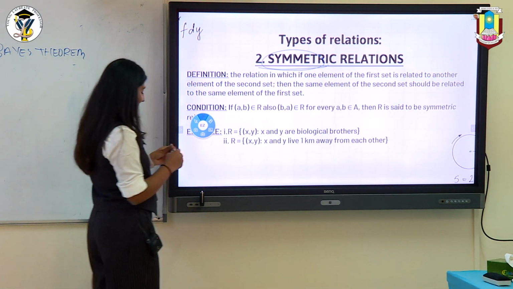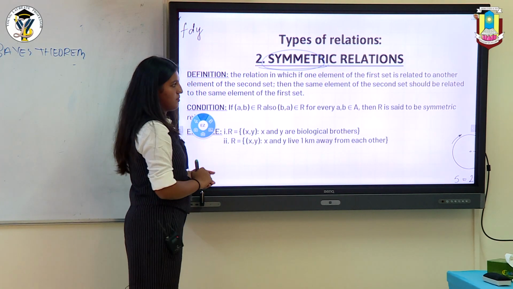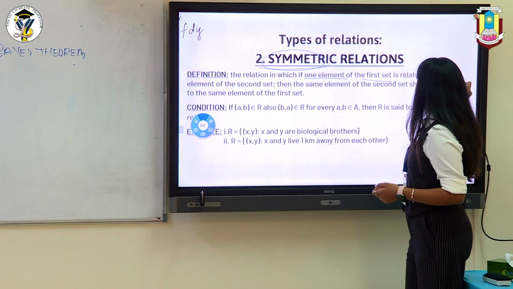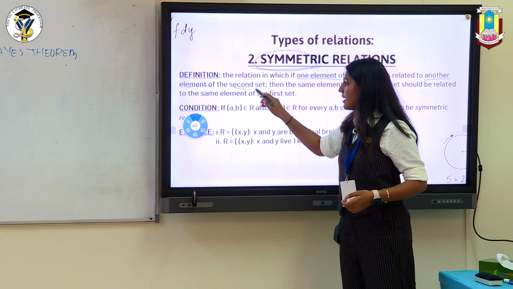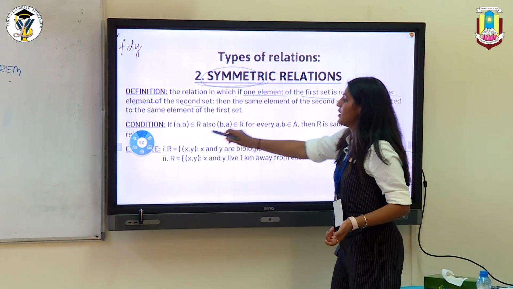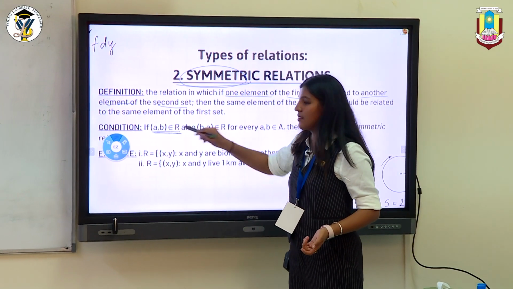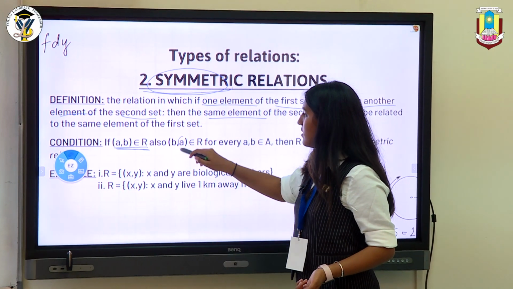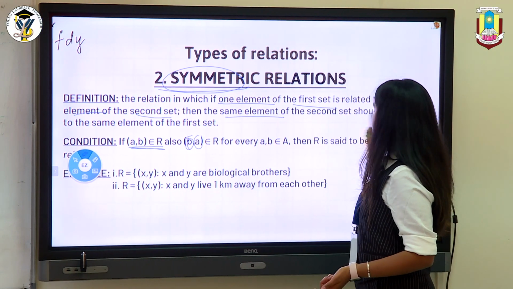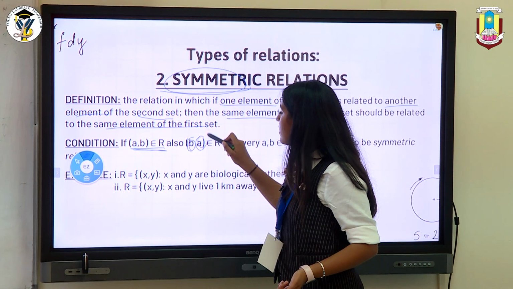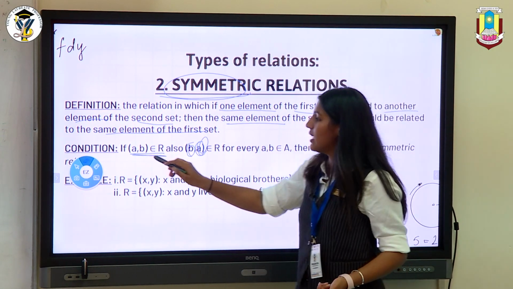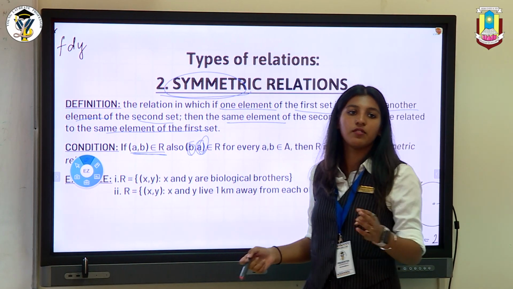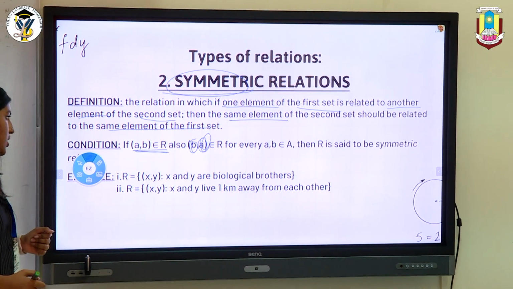Okay, thank you. Now the definition. A relation in which one element of the first set is related to an element of the second set, so A is related to B, like here, (A, B). Then the same element of the second set, which is B, is related to the same element of the first set. So it basically says that if (A, B) is related, then (B, A) should be related for the relation to be symmetric in nature.